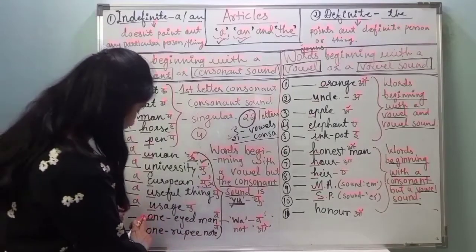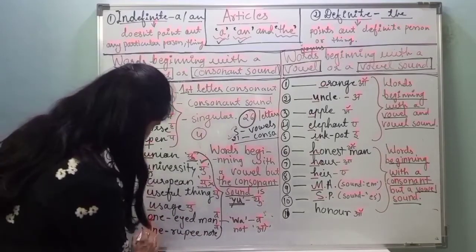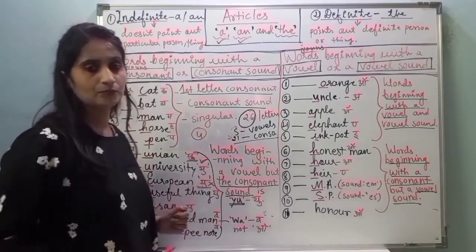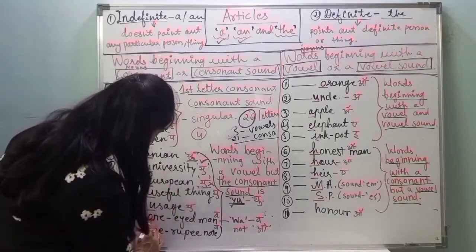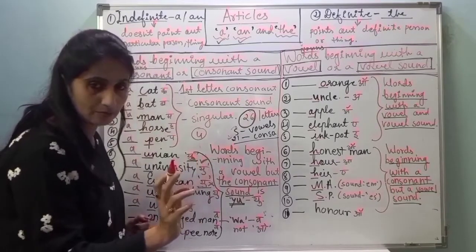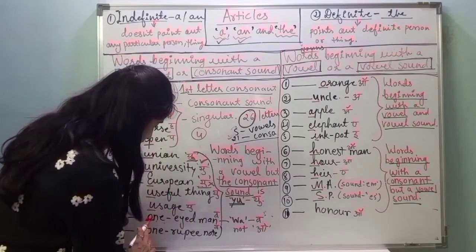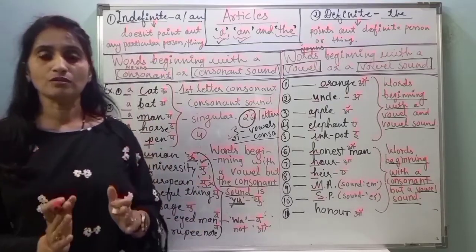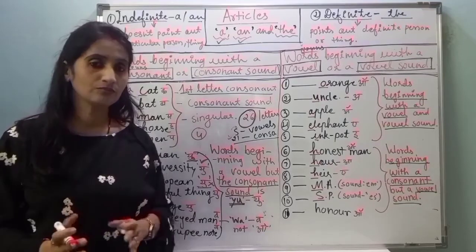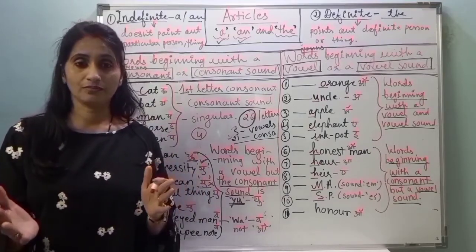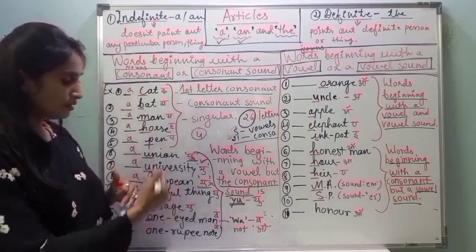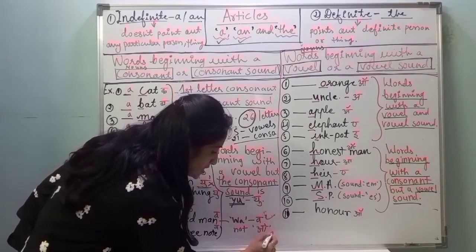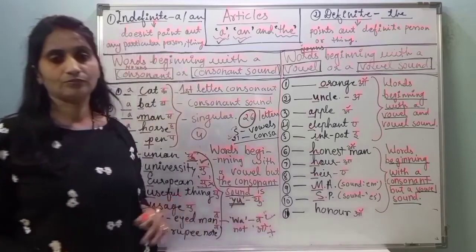What is the matter with these two words? See this word O-N-E, that is one-eyed man. No doubt, O-N-E means one. The word begins with a vowel, that is O. But do we pronounce the word as on? No, we say one. The sound that we get here is W and not O.